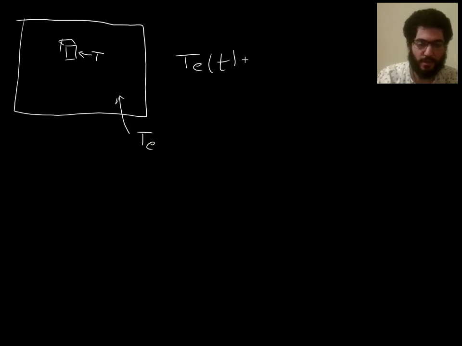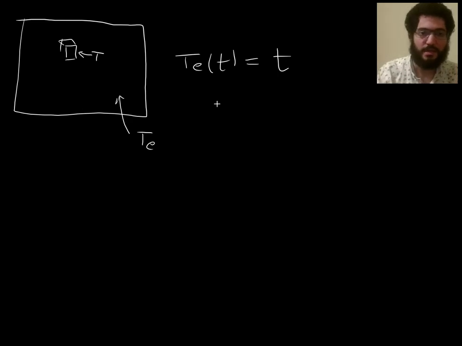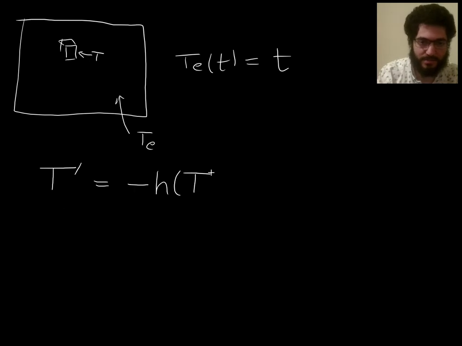So let's assume that the environment temperature is not a constant, but starts at 0, so T_E of 0 is 0, and then it just increases in time at a rate of one unit of temperature per unit of time. Then Newton's law of cooling says that the object's temperature obeys this differential equation: its derivative with respect to time, dT/dt, equals minus h times (T minus T_E), except this is now little t.